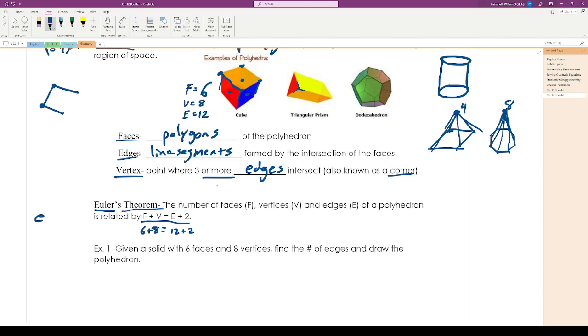So we'll do one more. Let's do this pyramid that I drew, because it's a pretty different looking thing than the rest of these, but it's still a polyhedron. So if I counted faces, there's 4 lateral faces and 1 base. So there's 5 faces.